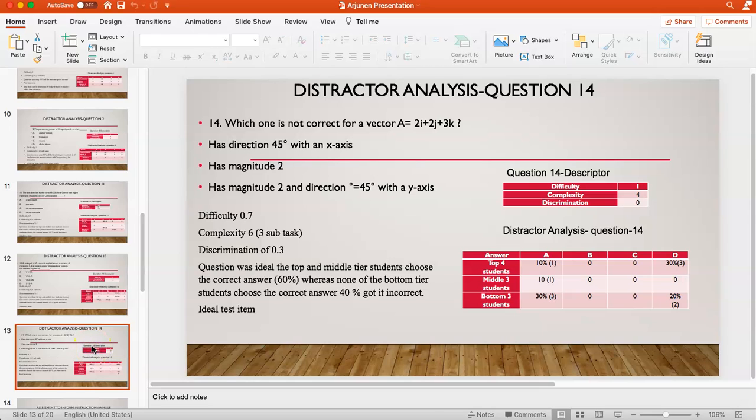Question 14. Distractor analysis for question 14. In this question here also, the difficulty was 0.7, complexity was 6, using 3 subtasks, discrimination was 0.3. This question was ideal. The top and middle tier students chose the correct answer, whereas none of the bottom tier students chose the correct answer. 40% got it incorrect. In other words, this was an ideal test item.